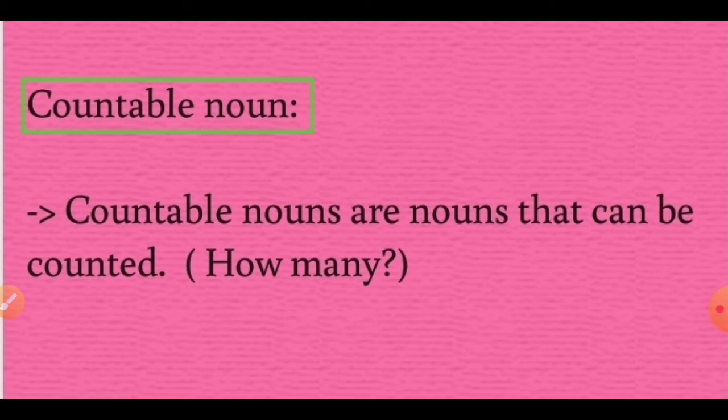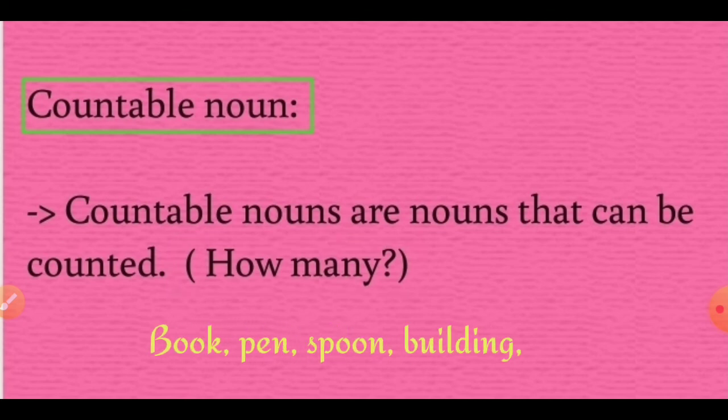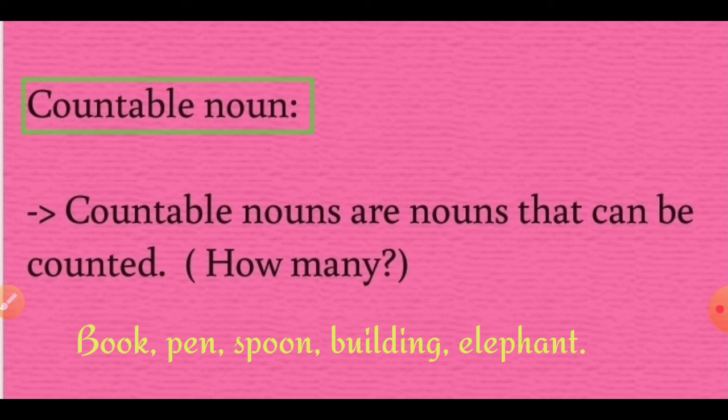Let us see next, countable nouns. What are countable nouns? As the name itself says, countable. So countable nouns are nouns that can be counted, right? These countable nouns can be used for asking questions like how many. Some examples of countable nouns are book, pen, spoon, building, elephant, person, whatever it may be, which you can easily count by looking at that particular thing.